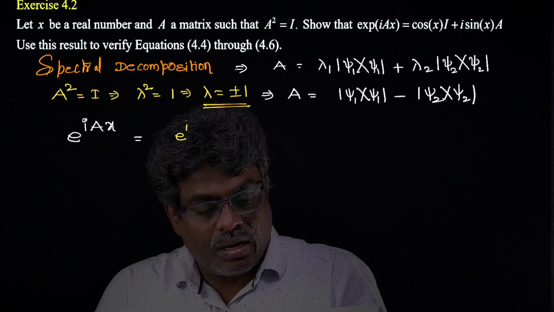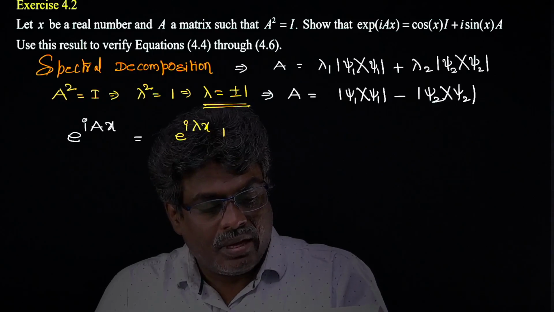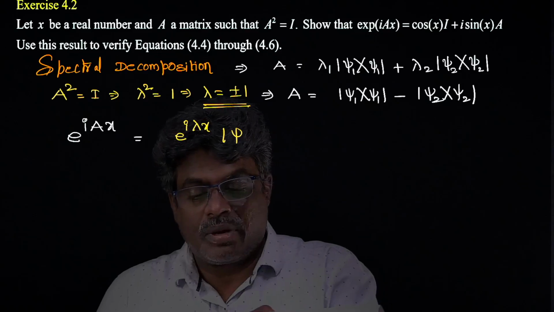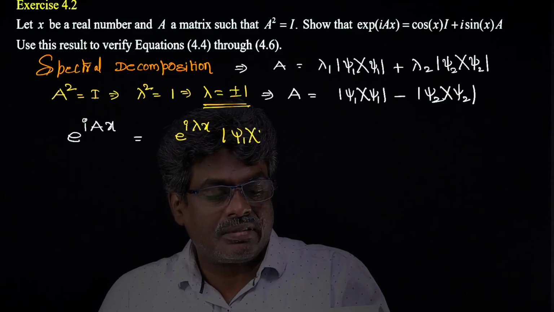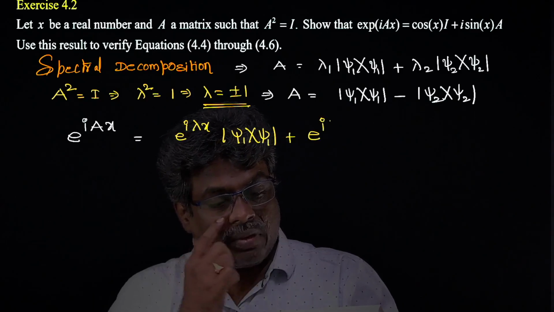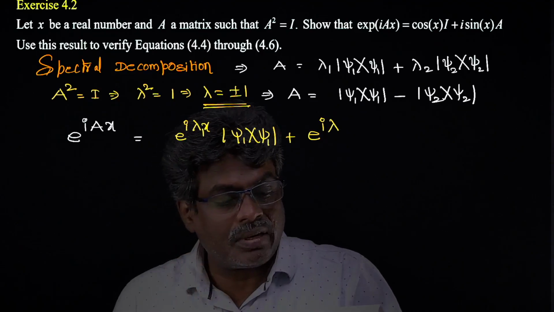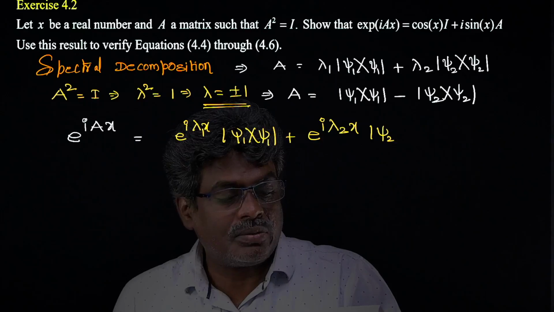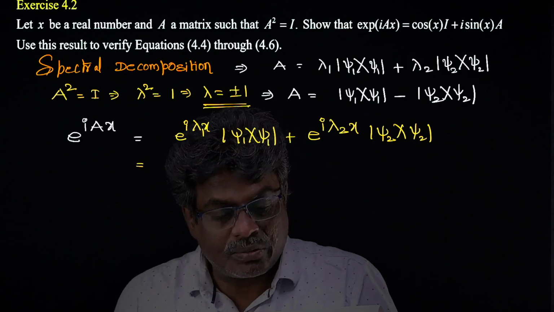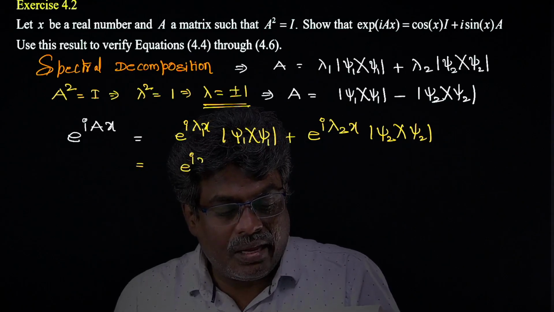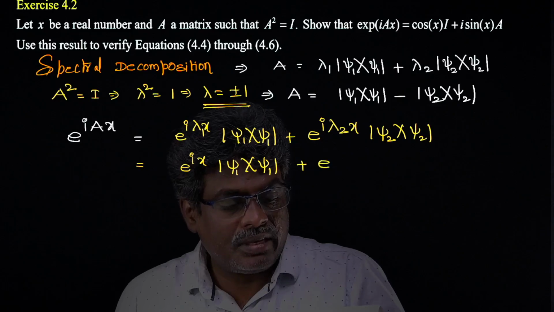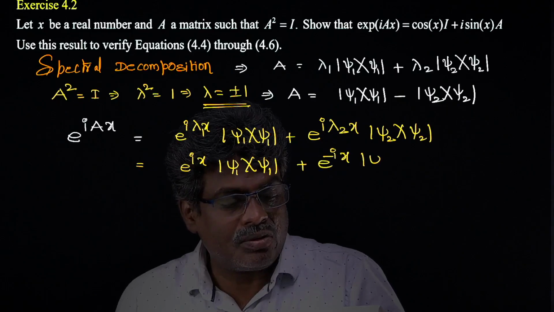e raised to i lambda 1 x, the eigenvectors are the same, that's why I'm taking the same psi 1 outer product psi 1, plus e raised to i lambda 2 x, psi 2 outer product psi 2. Already you know what lambda 1 and lambda 2 are, just substitute: that is e raised to ix, psi 1 outer product psi 1, plus e raised to minus ix, psi 2 outer product psi 2.